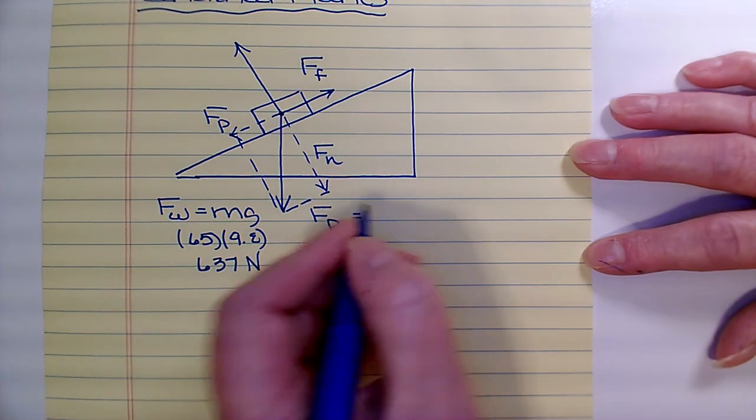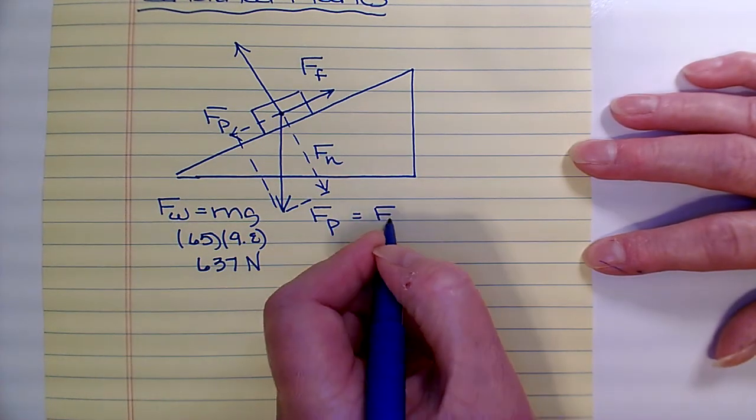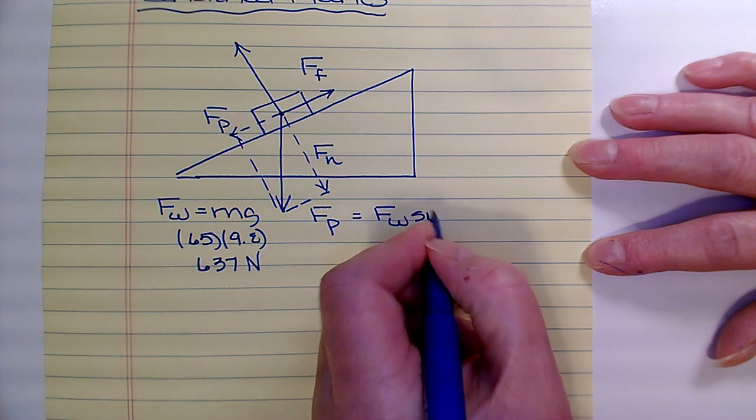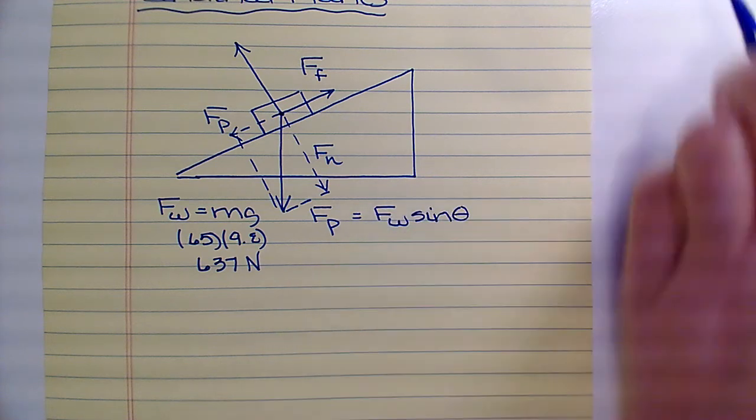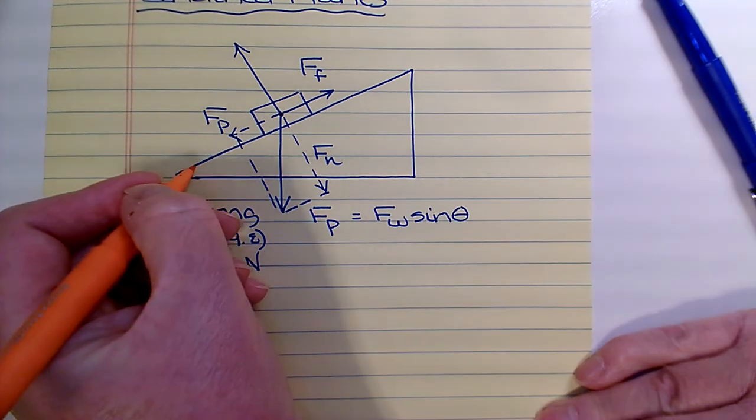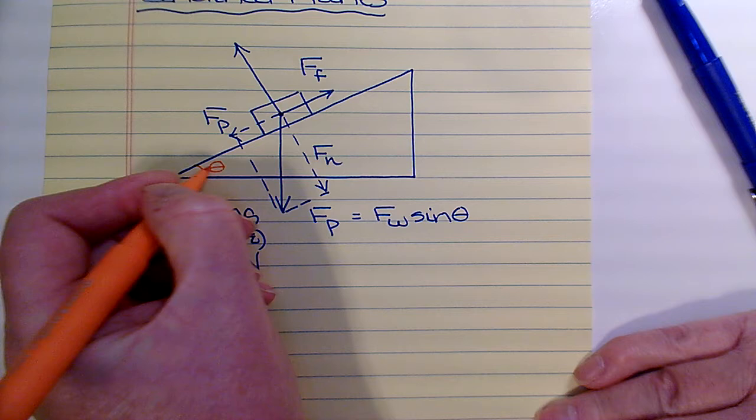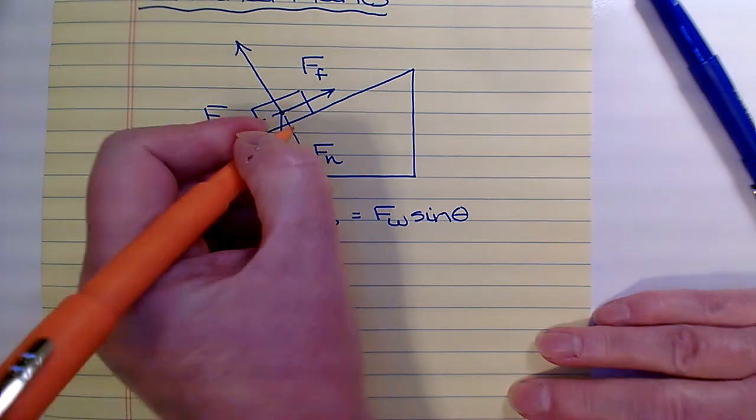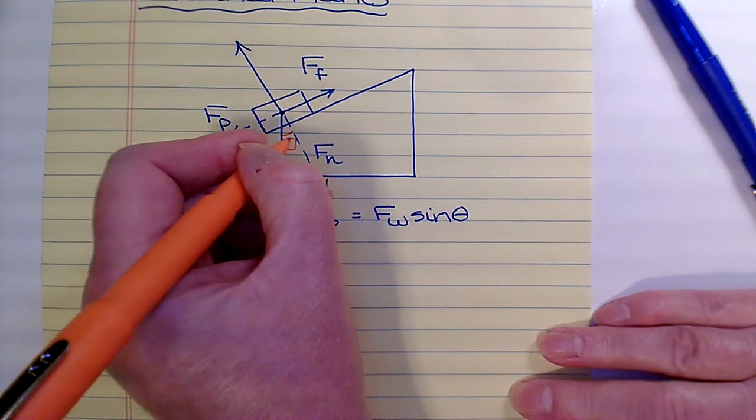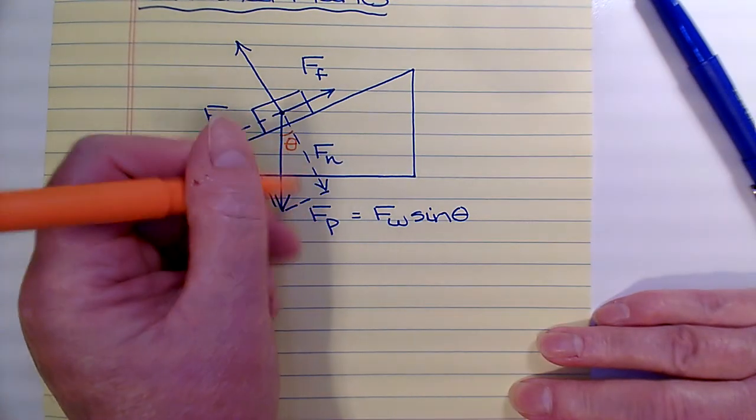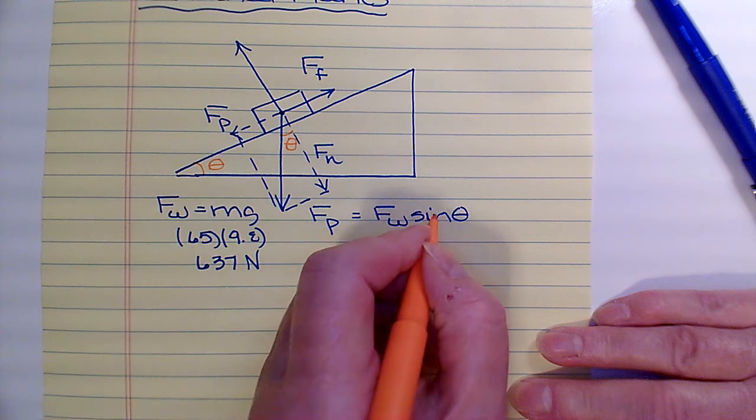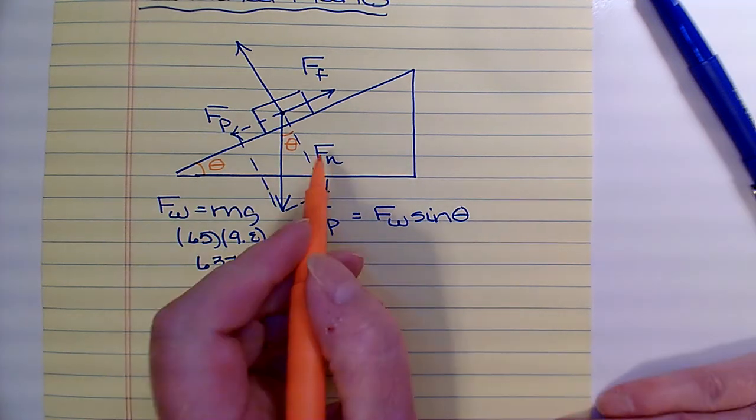Quite simply, the parallel force is always FW times sine of theta. And let's pause for a second with theta. This is theta here, the height of the angle of the hill, and this is the identical theta, and you can see how FP is opposite theta. That's how I know this is always going to be sine.